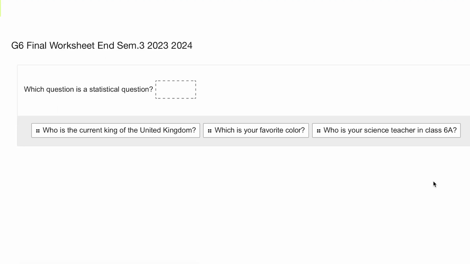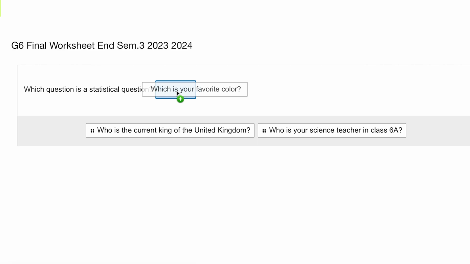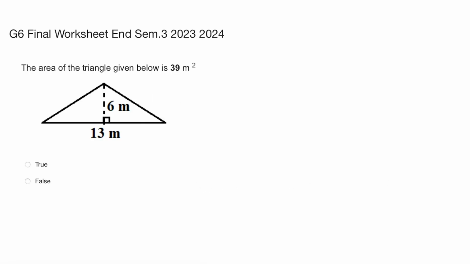Which question is a statistical question? A statistical question is a question for collecting data. It means it has different answers. We are using statistical questions to make a survey or to collect data. So we have here the question, which is your favorite color? It is a statistical question.